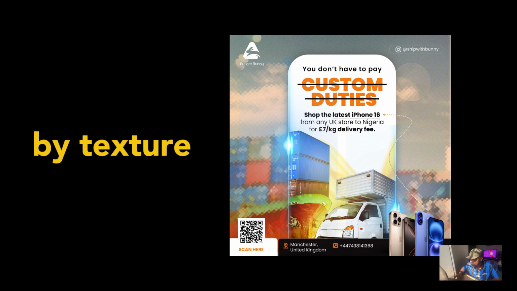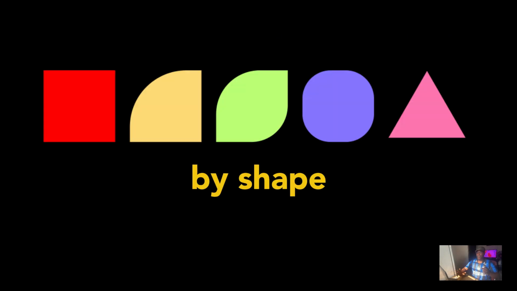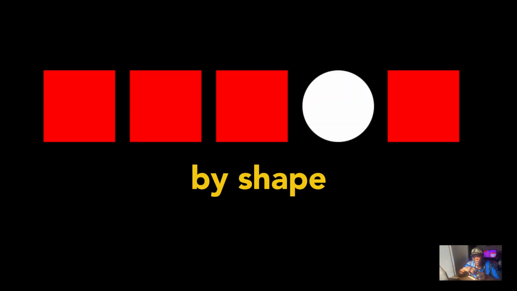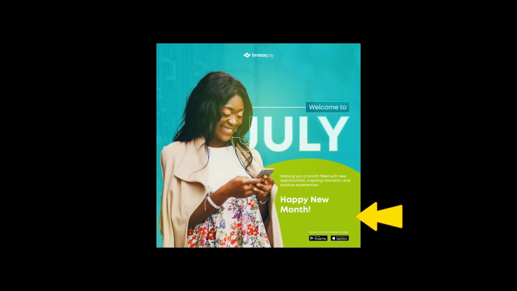Also, you can create contrast by texture. Flat versus textured elements create depth. You could also create contrast by shape. A singular circular element, for example, maybe you put a circle in the midst of boxes, definitely drives your attention, right? Or you see a design that looks like this.